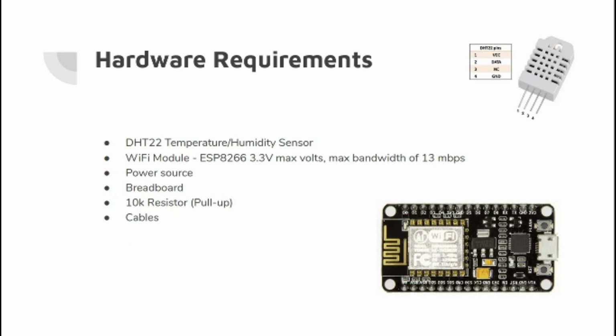The hardware requirements are very lax for this. So of course at the crux of things you have the DHT22 temperature and humidity sensor. You have a Wi-Fi module since this is all going to be working wirelessly, a power source, and a breadboard, as well as a 10K resistor and cables just to connect things together and to make sure that the signals are going to the right places, things like that.